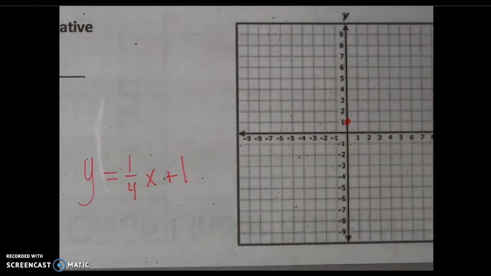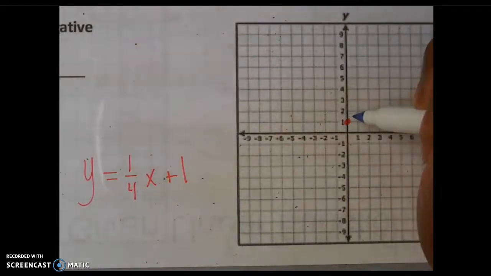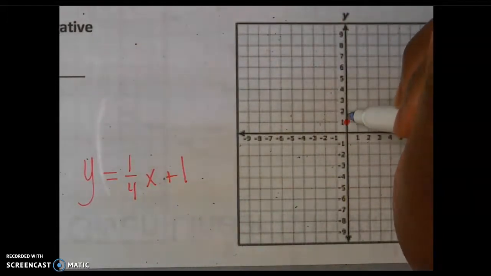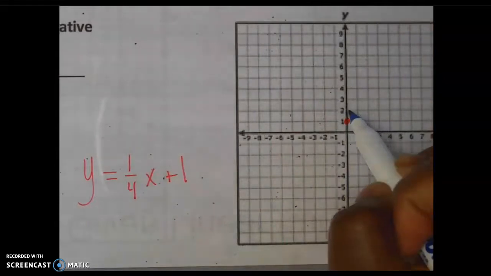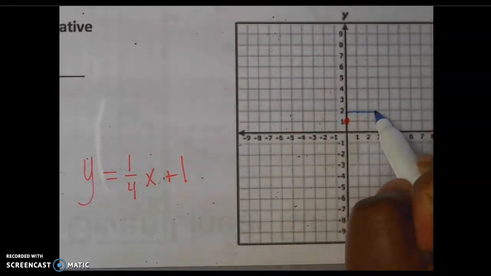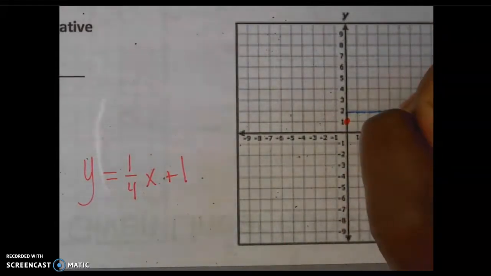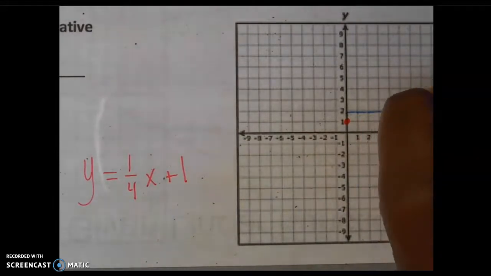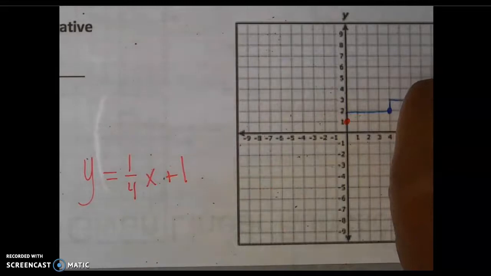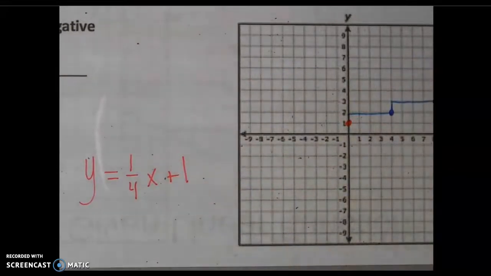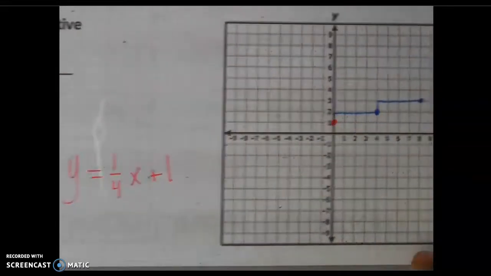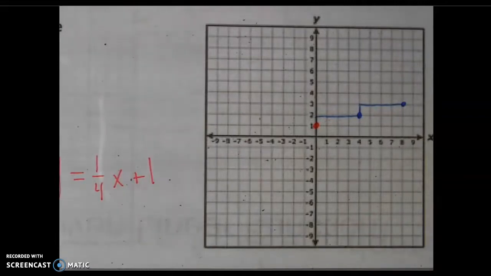From that point, I am then going to do my rise over run. My rise is 1, so I go up 1, and then I go over 4 for my run. So that's 1, 2, 3, 4. That's my next point. Go up 1, over 4. That's my next point.